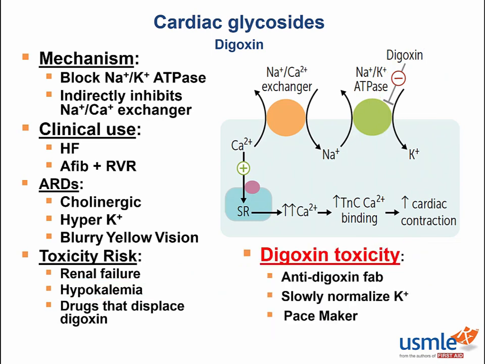Well, how do we treat digoxin toxicity? We first need to slowly normalize the potassium levels. We need to make sure we can increase the functionality of the sodium-potassium ATPase pump by giving magnesium. Magnesium is a key cofactor for the pump to work. If we're still worried about digoxin levels, we can give anti-digoxin Fab fragments. These directly bind any free digoxin.